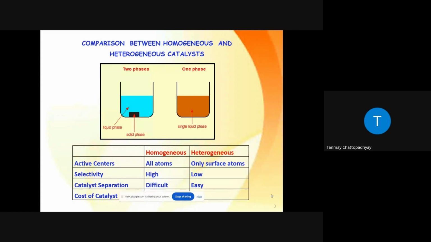Now very briefly, I am discussing the comparison between homogeneous and heterogeneous catalysts. Basically, a homogeneous catalyst is present in a single phase, whereas a heterogeneous catalyst is present in a different phase. Besides this, in a homogeneous catalyst, all atoms participate as active centers, whereas in a heterogeneous catalyst, only surface atoms participate as active centers. Homogeneous catalysts show high selectivity, whereas heterogeneous catalysts show low activity. But compared to a homogeneous catalyst, a heterogeneous catalyst can be separated easily, so the cost of catalyst loss is high for a homogeneous catalyst.